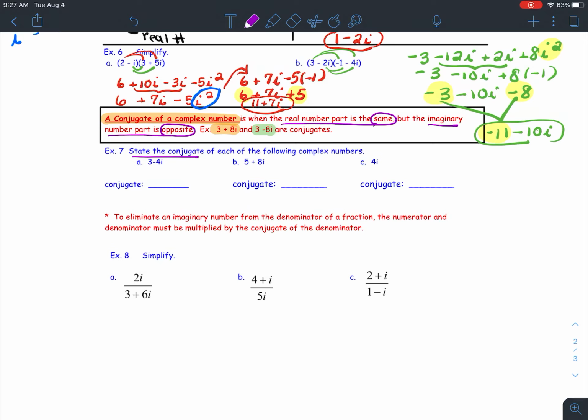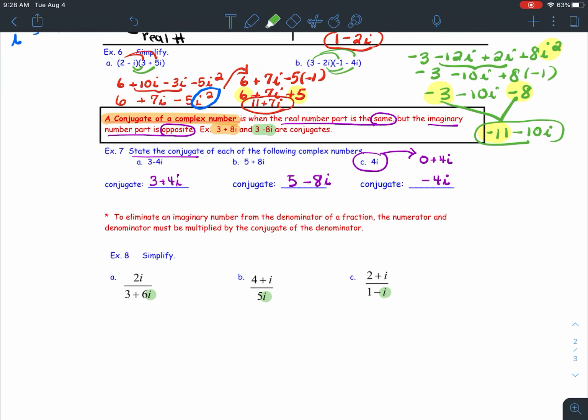All we're going to do in example 7 is simply state what we think the conjugate of each of these 3 complex numbers would be. If we have 3 minus 4i, the conjugate would be 3 plus 4i. The conjugate of 5 plus 8i would be 5 minus 8i. And be careful on this one. If it feels like they're not showing you the real number part, you can assume that the real number was in fact a 0. So example C is really 0 plus 4i. So the conjugate would be 0 minus 4i. And you do not have to show the 0. You could simply write negative 4i.